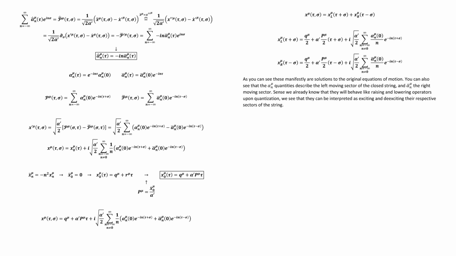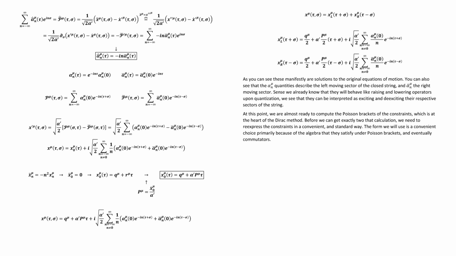So we have this solution. This solution can be conveniently written in terms of separate left-moving and right-moving parts. As you can see, these manifestly are solutions to the original x mu equation of motion, the wave equation. You can also see that the alpha n quantities describe the left-moving sector of the closed string and alpha n bar the right-moving sector. Since we already know that they behave like raising and lowering operators upon quantization, we see that they can be interpreted as exciting and de-exciting their respective sectors of the closed string.